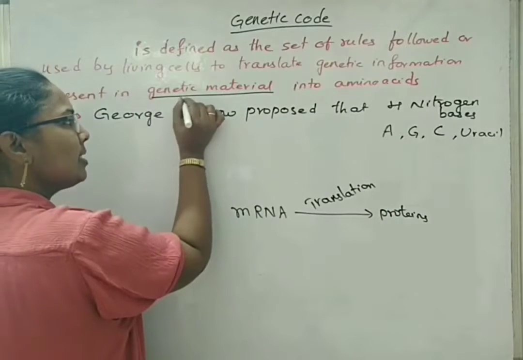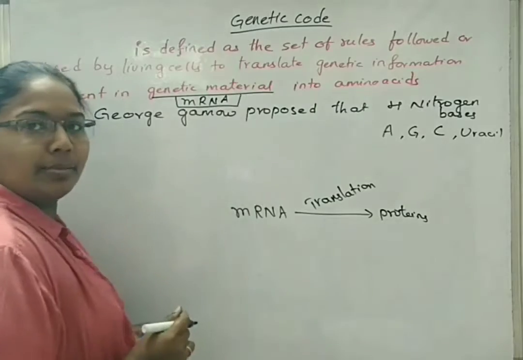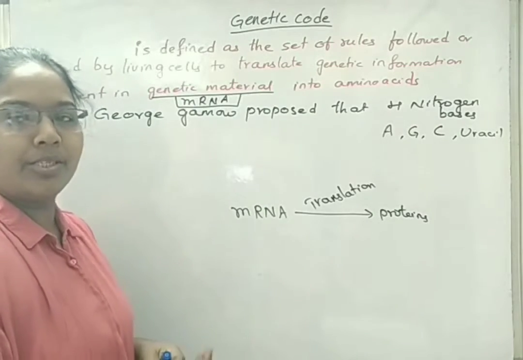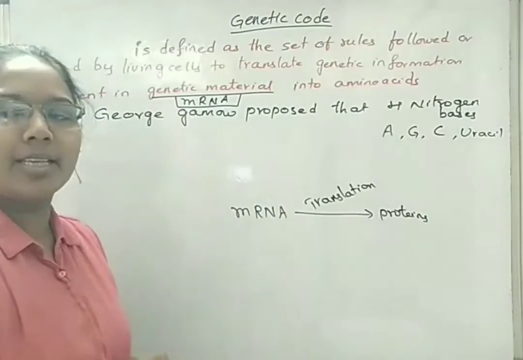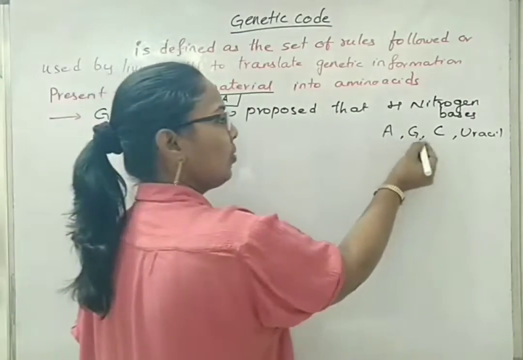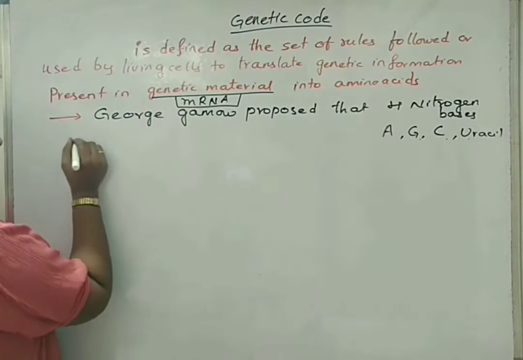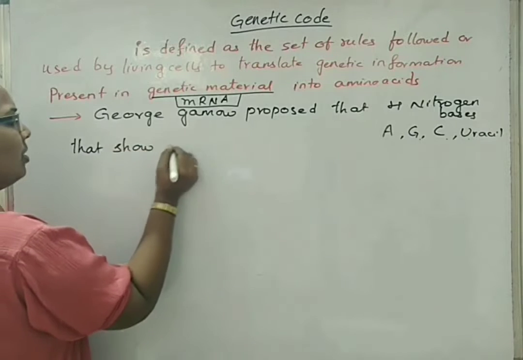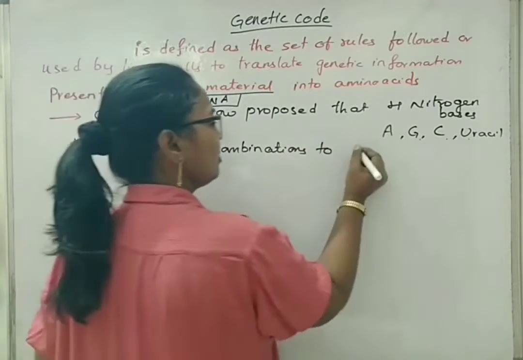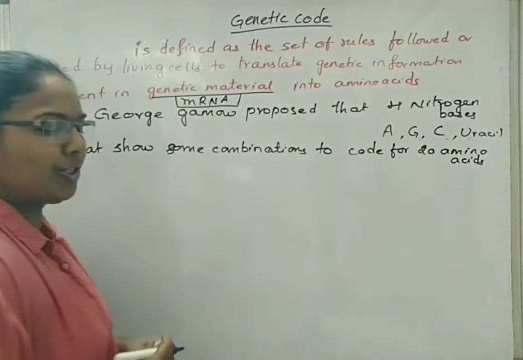But here, which genetic material does it have to be? It should be RNA. The RNA that behaves as genetic material with high accuracy is mRNA. tRNA also has some information, but out of all the types of RNA, mRNA is considered the best genetic material. So the nitrogen bases present in mRNA are adenine, guanine, cytosine and uracil, not thymine. So George Gamow proposed that the 4 nitrogen bases show combinations to code for 20 amino acids. This is the proposition given by George Gamow.